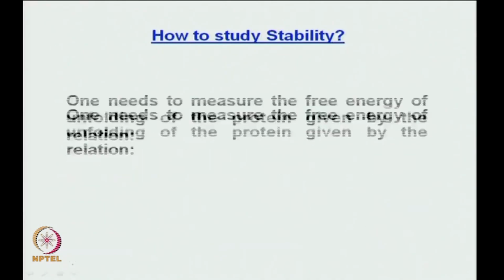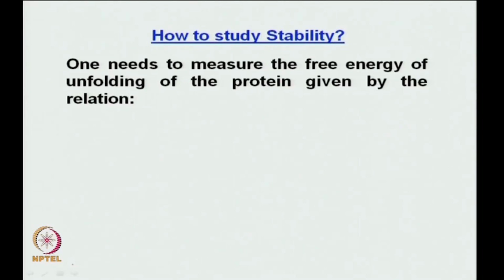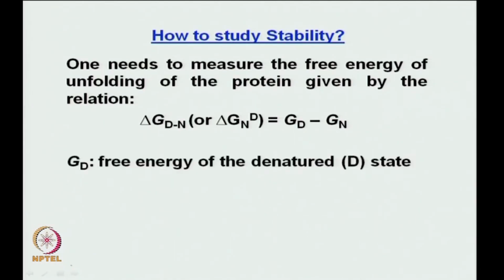Okay. How to study stability? To study stability, one needs to measure the free energy of unfolding of the protein, right. We know what free energy of unfolding is, it is delta G D of N, right, or DN. So, here this is delta G DN, it is a different way of expressing it. It is the free energy of the denatured state minus the free energy of the native state. We are also going to look at this.